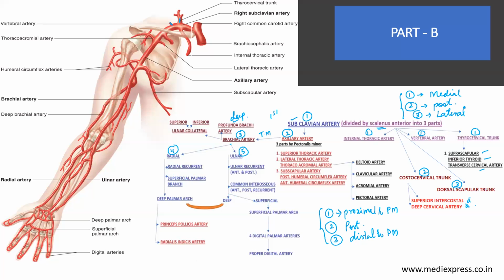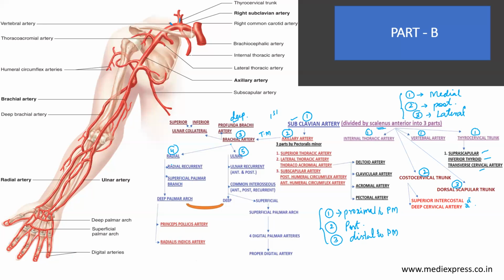Superficial, as it goes, you can see over here. As the superficial ulnar artery comes, we have a superficial palmar arch, which gives rise to the digital palmar arteries. You can see the digital palmar arteries, and that in turn gives rise to the proper digital arteries. Okay, now coming to the radial one.